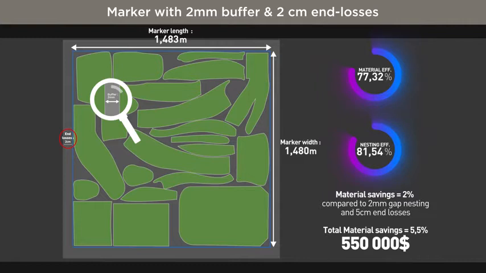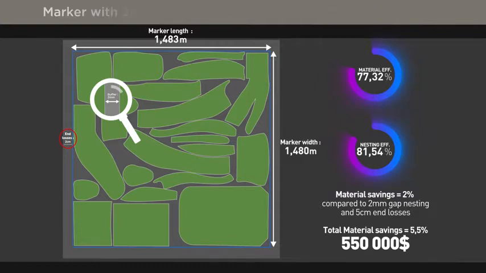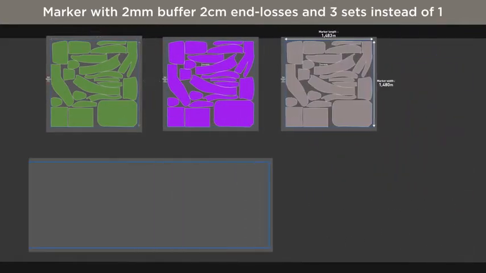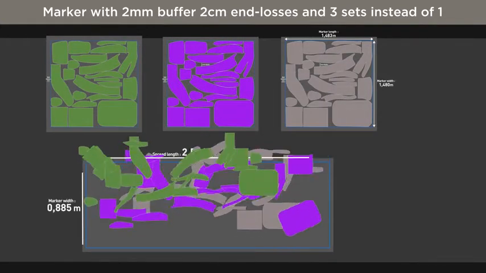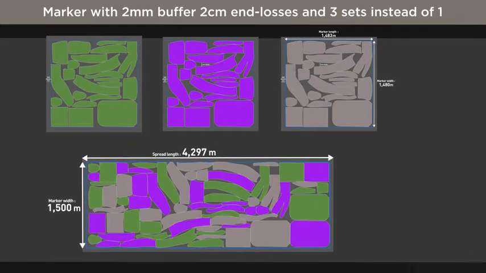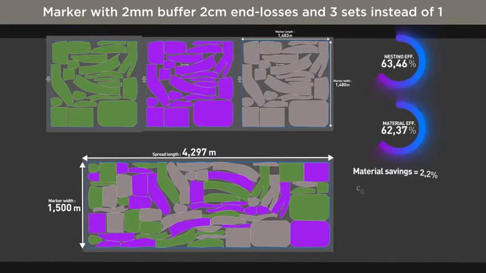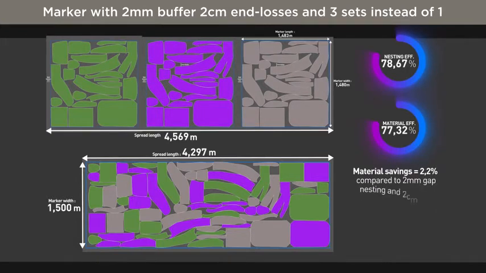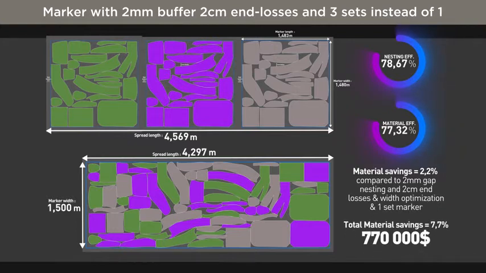So we need to make sure that we not only look at the machine, but also the process. If we took, for example, 3 sets and put them together, we would make one full optimized marker from those 3 sets. So here in this example, you can see that material savings then accumulates to 7.7%, which represents $770,000.